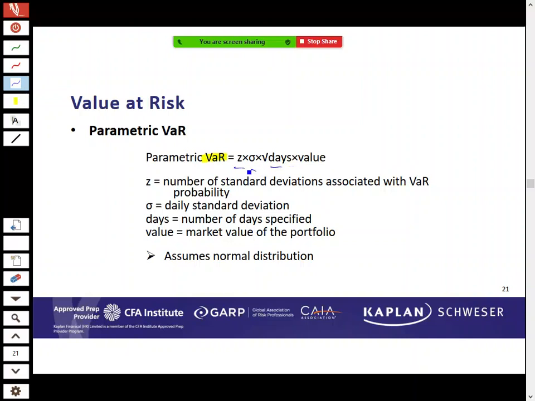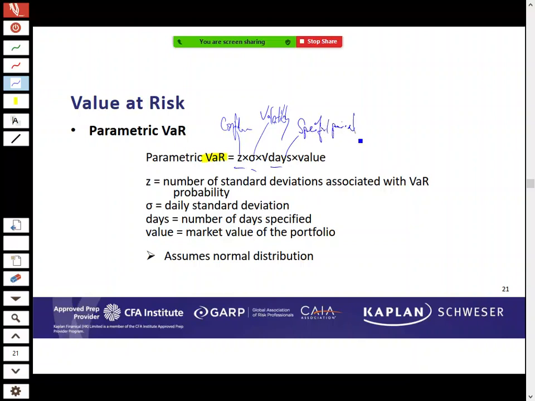1, 2, 3. The C value is related to your level of confidence. You want to specify with how much probability, your confidence level, that the maximum loss should not exceed that cutoff. And that is the volatilities. Of course, the more volatile the investments in your portfolio, the higher should be the VAR, and that is the specified period.